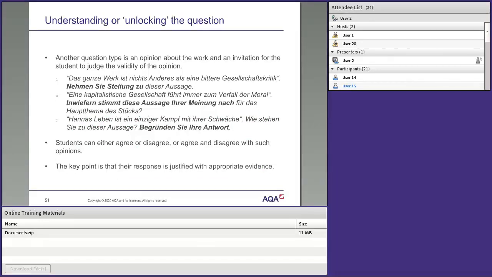Another type of question is an opinion about the work and an invitation for the student to judge the validity of the opinion. And again, get them used to these phrases in bold; go through all the questions across all the different set texts and films from the past papers, and get them used to recognizing, "right, this means I've got to have an opinion about it." They can either agree or disagree, or agree and disagree. So there's no right or wrong answer, if you like. The key point is that whatever they say, they justify it with evidence from the book or the film.